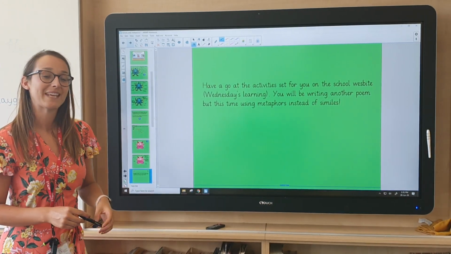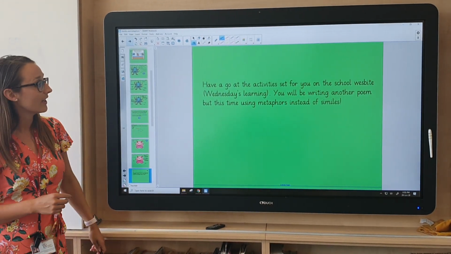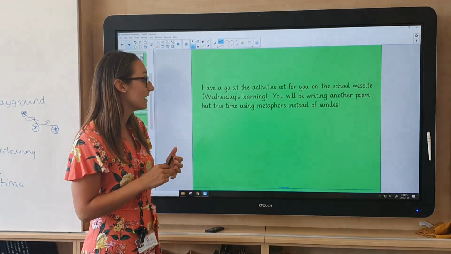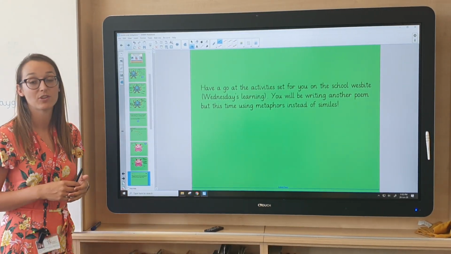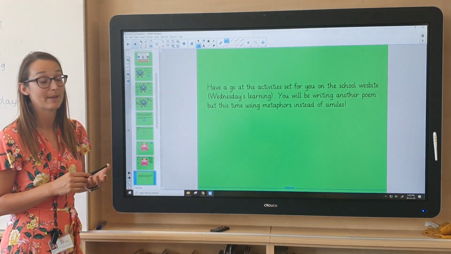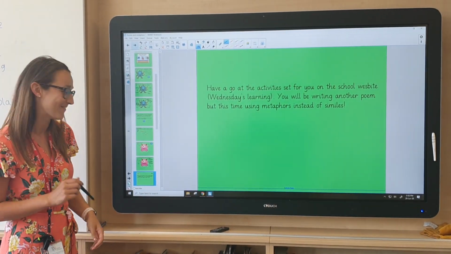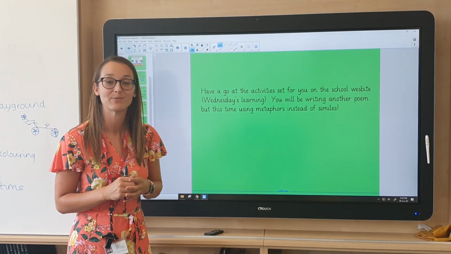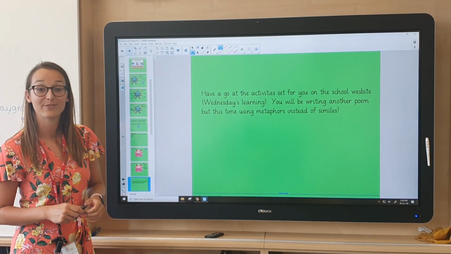Okay, hopefully you came up with a few ideas. I'd like you to have a go at the home learning set for Wednesday now. Okay, you're going to be writing another poem, but this time you're going to be using similes instead of metaphors, instead of similes. So good luck. I hope that helps you just kind of clarify the meaning between the two. Good luck, and I look forward to reading some of them soon.